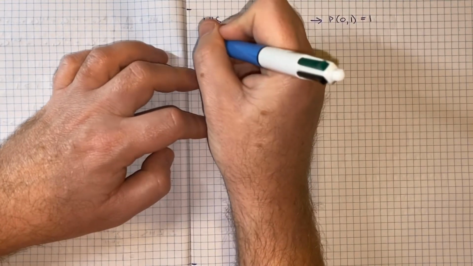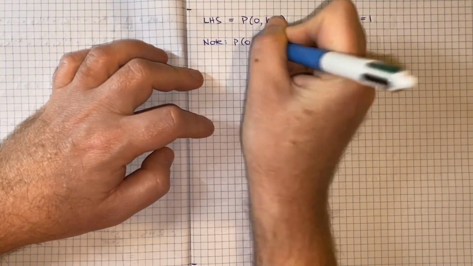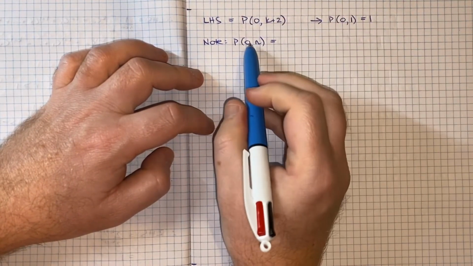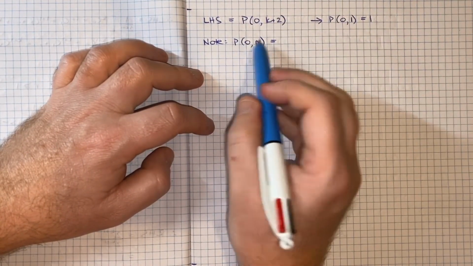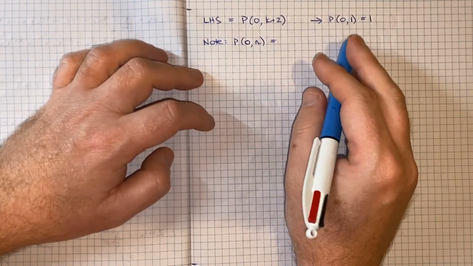Maybe what I'll do, let's just do a little side note. P of 0, comma n is basically saying we're going to get no heads before we then get any number of tails. So how can we do that?